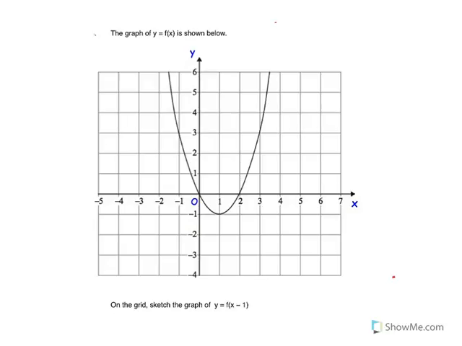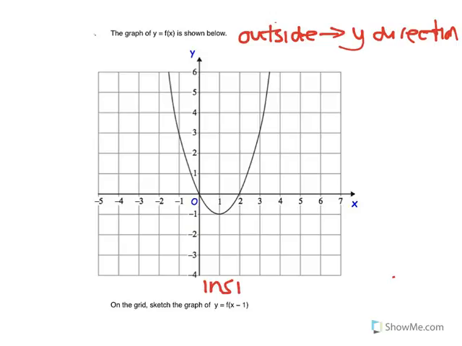In this video we're going to have a little look at performing transformations to graphs. So there's a couple of things you need to know to start off with. If the value is on the outside of the bracket, that means that the transformation is going to be in the y direction. And if the value is on the inside of the bracket, it tells you that the transformation is in the x direction.